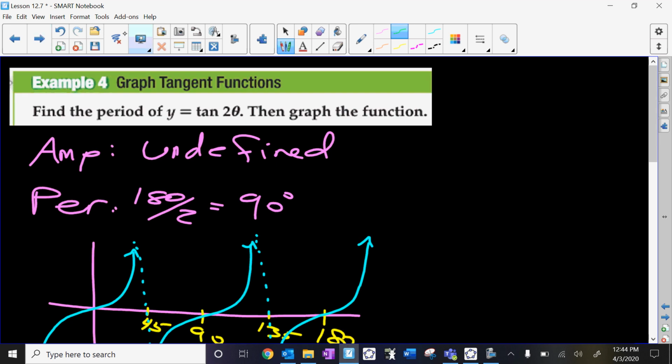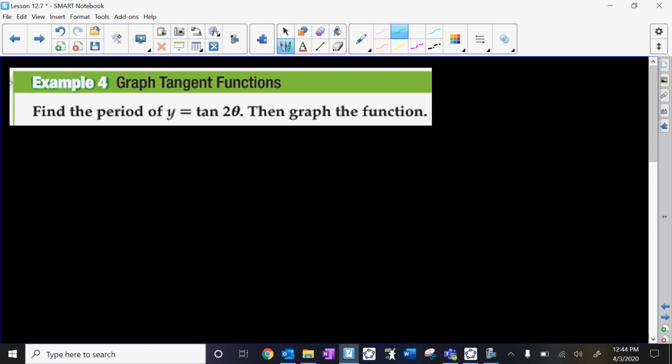So we're going to try an example that comes from this. Find the period of this and then graph the function. I'm going to actually label out quite a few things. First, dealing with writing down what is the amplitude, period, and then I'm going to call it our asymptotes on here. Remember, for your amplitude, there is no amplitude. It's undefined.